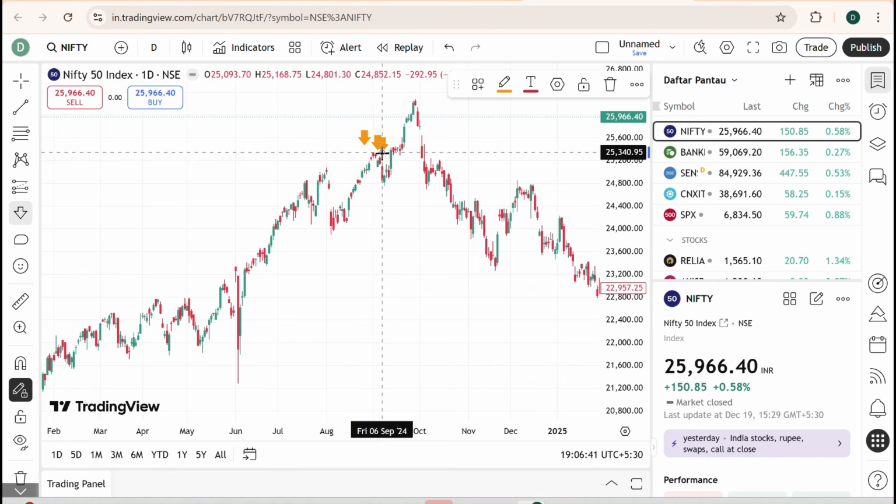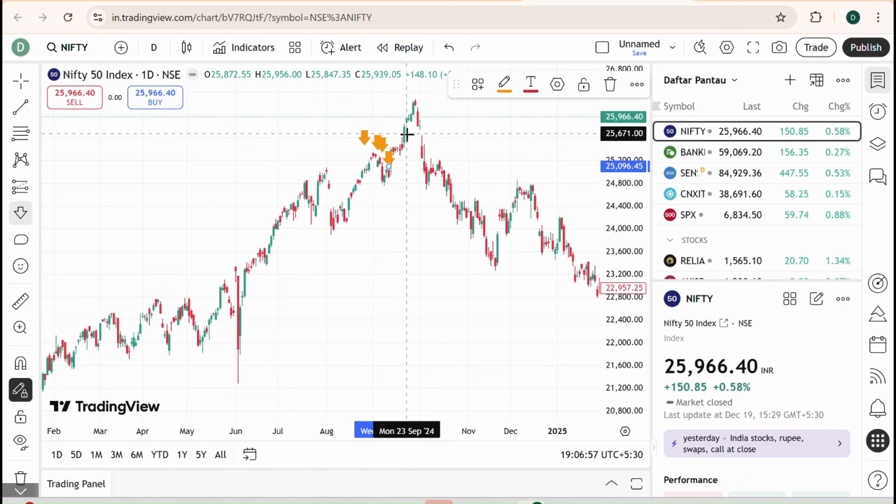We can see this large red candle here. Then the next one came on 11th September, this red candle, if you can see. And the fifth one came on 24th September. In fact, this day is a green candle. So like we discussed, it's not necessary that it will always be a red candle.